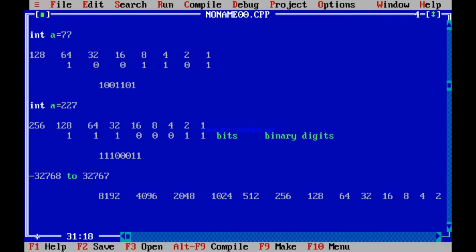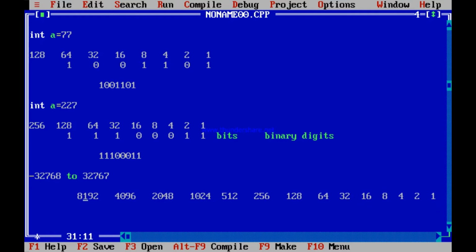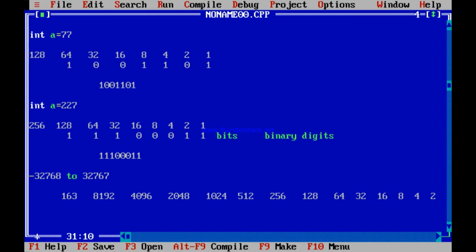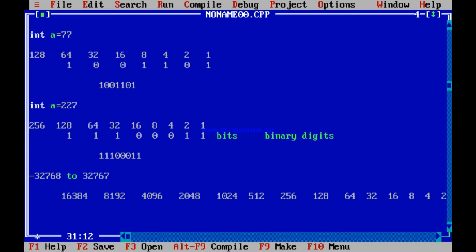Check out once more. How many bits have you already used? 1, 2, 3, 4, 5, 6, 7, 8, 9, 10, 11, 12, 13, 14. In this way, how many bits? 16 maximum. So next is 16384, isn't it so?